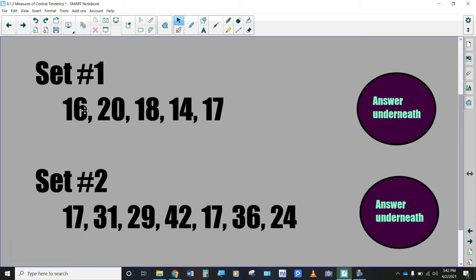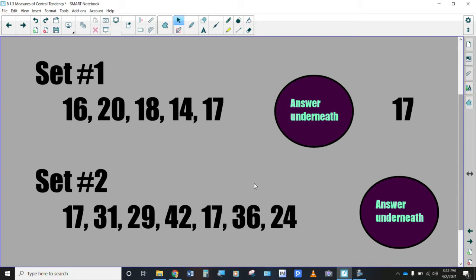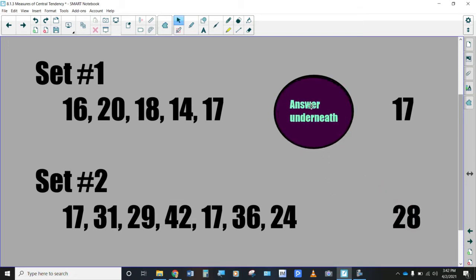All right, let's see. You would have added all those together. I'm not even going to bother telling you what the sum is. Did you get 17 for your mean? I certainly hope you did, because that is the correct answer. And for set number 2, you add all those together. Look, the lowest number here is 17. The highest number is 42. So I'm guessing that the mean is going to be somewhere in the high 20s, low 30s range, and it happens to be 28. Okay, so once again, add the numbers together, divide by the number of numbers, and this is your answer.